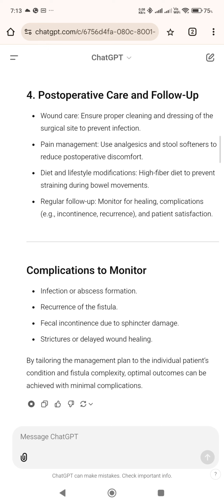Complications to monitor: infection or abscess formation, recurrence of the fistula, fecal incontinence due to sphincter damage, strictures, or delayed wound healing. By tailoring the management plan to the individual patient's condition and fistula complexity, optimal outcomes can be achieved with minimal complications.